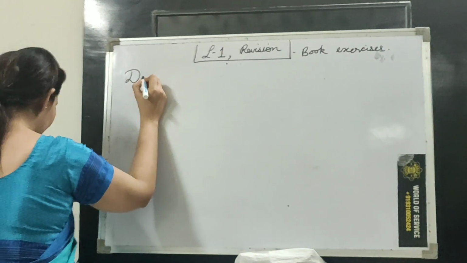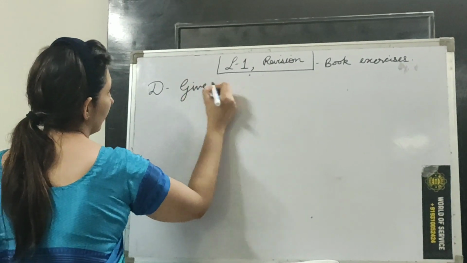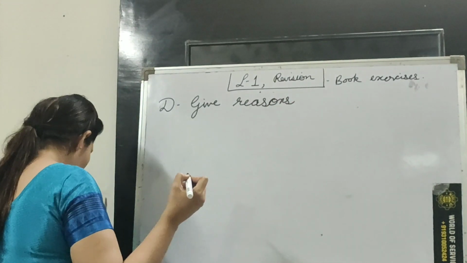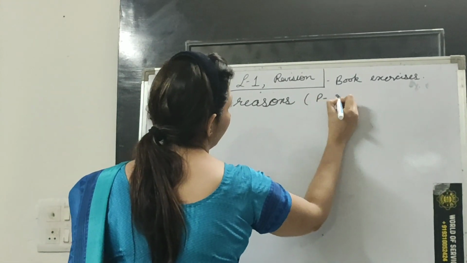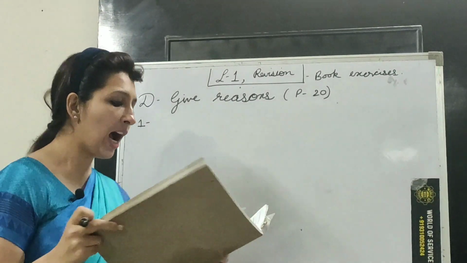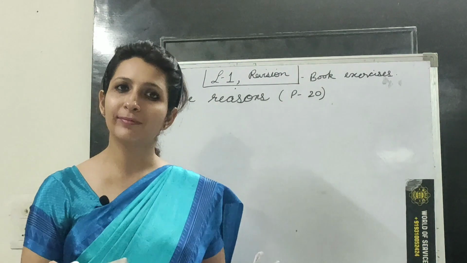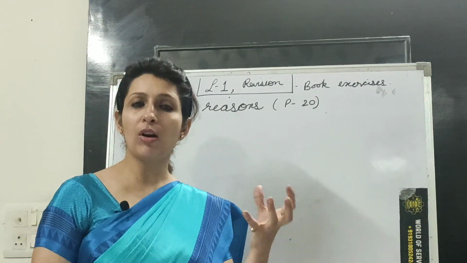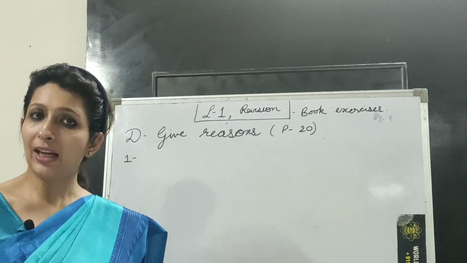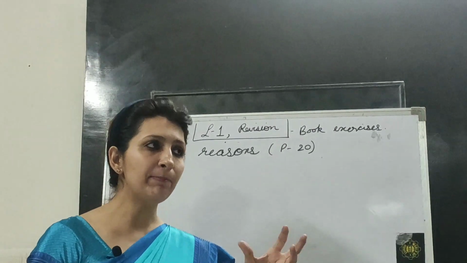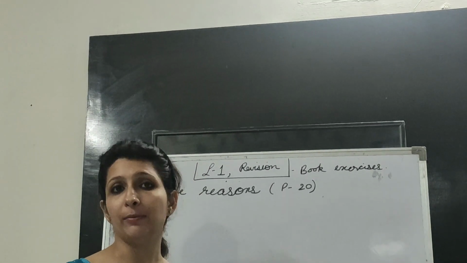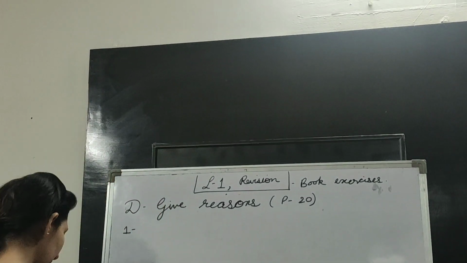Now this is D part, give reasons. Now this all is on page number 20. Heart is called a living pump. Why? Yes, children, because it is living and it is continuously pumping the blood. That is why it is living. And when a person dies, the heart stops pumping. So it is a living organism. So that is why we will write down the answer.